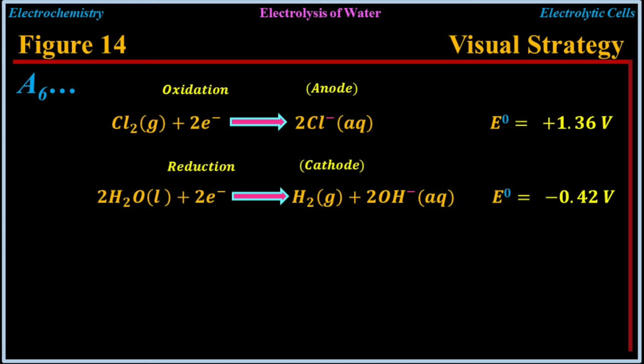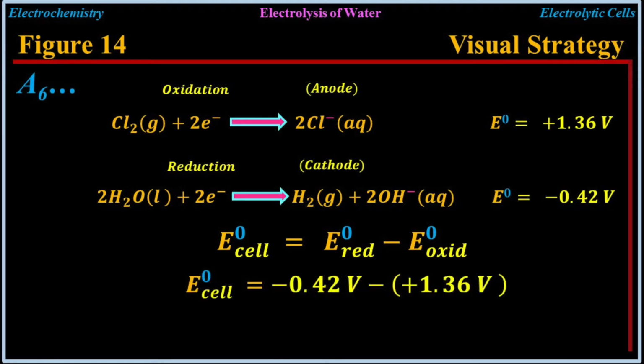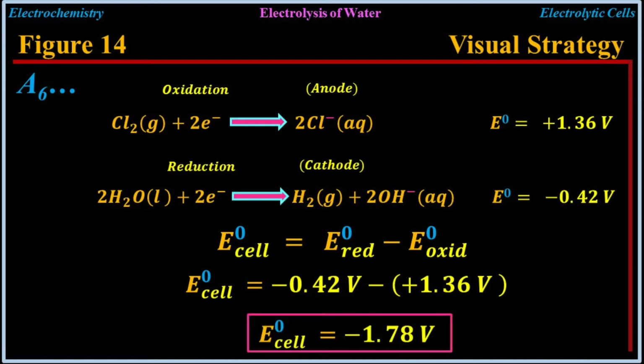Take your time. So, applying the equation and plugging in appropriately, let's see what we get. So, we get a negative value, you can see, it is going to be negative. And it's going to be negative 1.78 volts. So that clears up any possible misunderstanding.